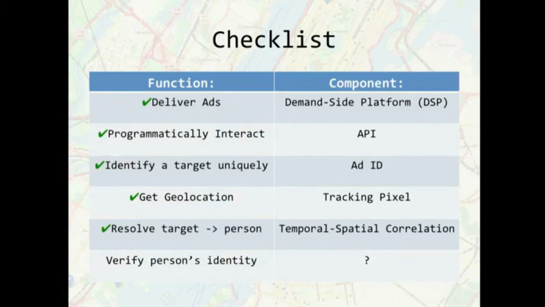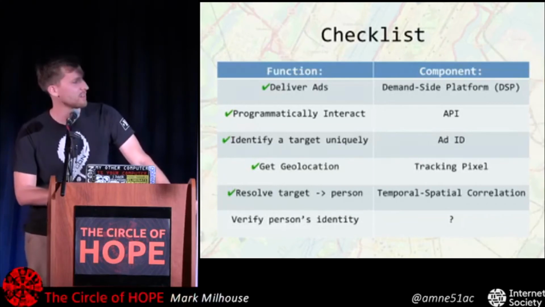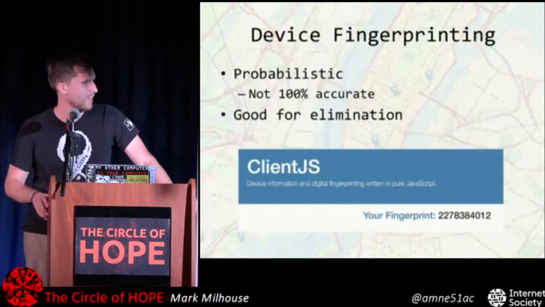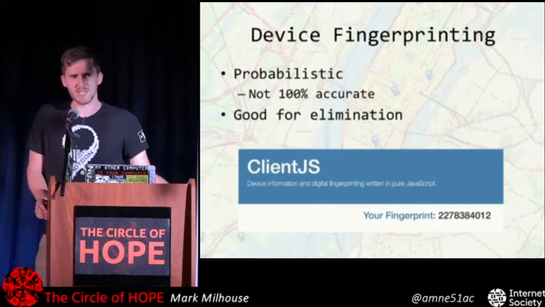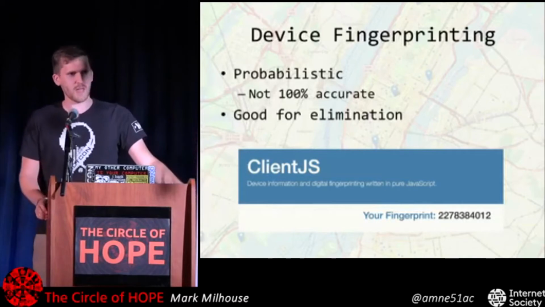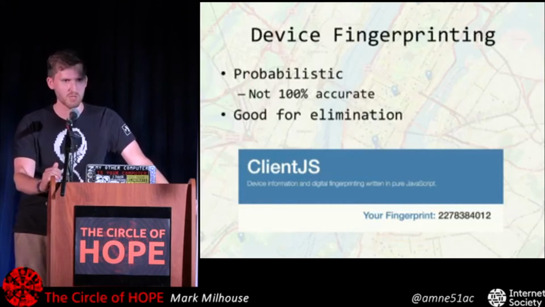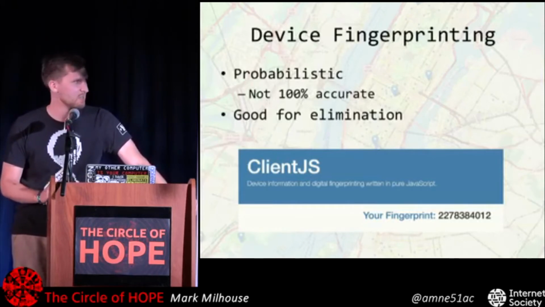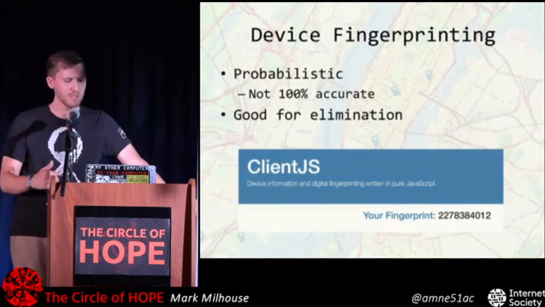Now we need to be able to verify somebody's identity. This was one where I had written the entire talk, and I was having a conversation with one of my coworkers about it. And he pointed this out to me. He said, what about device fingerprinting? And so we came up with this scheme where you could send somebody the URL for a page that in the background would fingerprint their device. So if you already know the phone number for your target, or maybe their email address or something like that, it's probabilistic, so it's not 100% accurate. But it's good for helping eliminate mismatches.